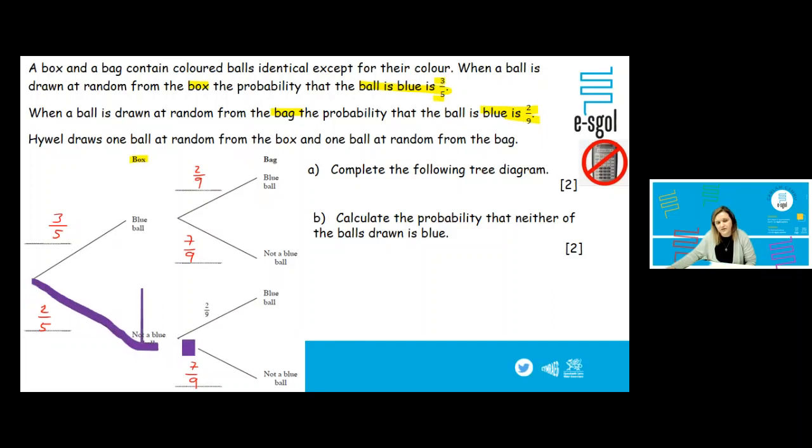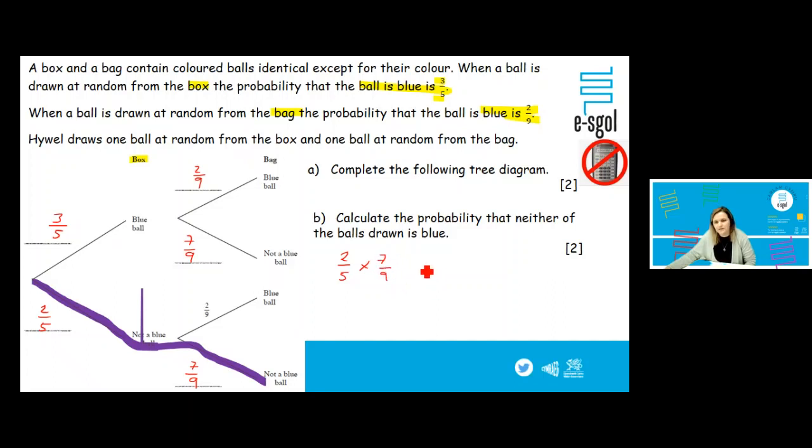And then from that section, I've got a lovely little line drawn there for me. I don't know why that's come there. Follow that section and we're going down to not blue again. So neither of them are blue. And if you think back to the last question we did, you always multiply along these paths. So 2 out of 5, 2/5, however you want to say it, is multiplied by 7 out of 9.